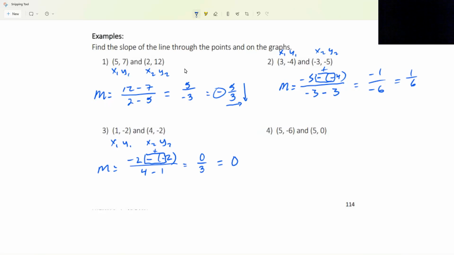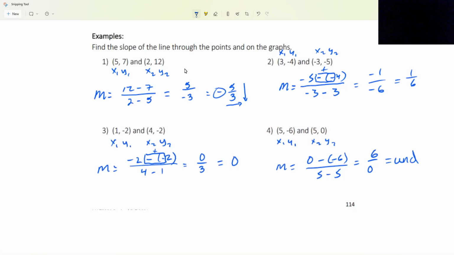So for number 4, I'm going to do the same thing. x1, y1, x2, y2, plug them in. 0 minus negative 6 over 5 minus 5. It's going to give me positive 6 over 0, and division by 0 is undefined.